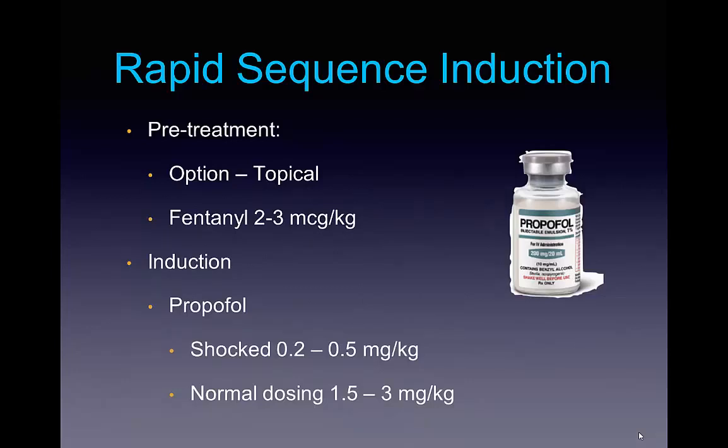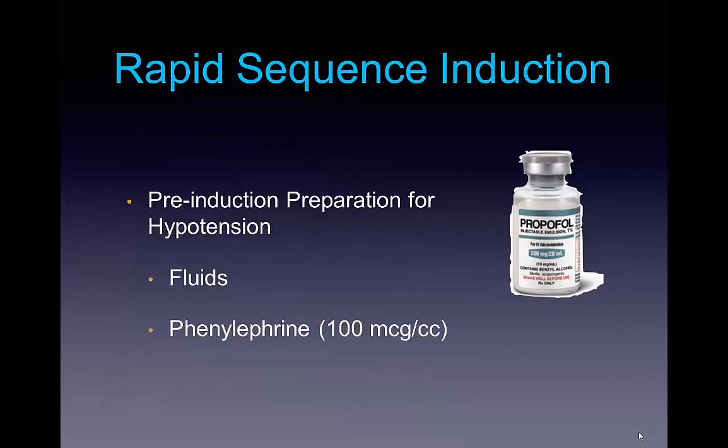This will be then followed with paralytics. What is important is that medications used for induction usually have systemic consequences. In the case of propofol, this includes negative inotropy, negative chronotropy, and vasodilatation. And it's important to be prepared for that.